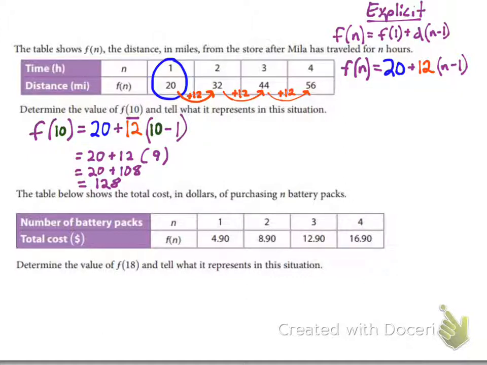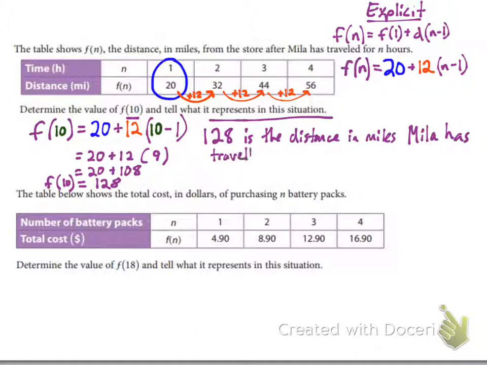But I want to read this sentence up here, and I'm going to say, the table shows the distance in miles from the store after Milo has traveled for n hours. I'm going to rewrite that, but instead of using n and f of n, I'm going to plug in the numbers. 128 is the distance in miles Milo has traveled for 10 hours. Notice 10 is where n was, and 128 is where f of n was.